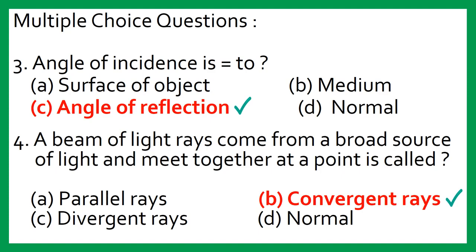Question number 4. A beam of light rays coming from a broad source of light and meeting together at a point is called. The correct option is option number B, convergent rays, because we are aware that when rays come from different directions and intersect, cross, or meet at a single point, then they are called convergent rays.